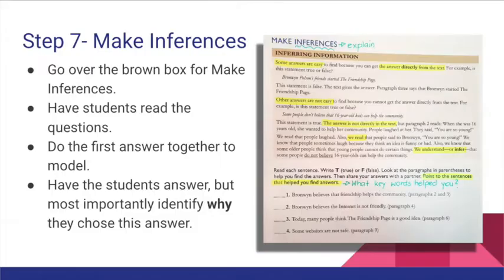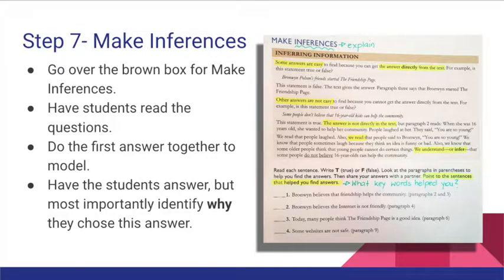Step 7 is making inferences. This is the section students dislike the most. Answers are not written directly in the text, which causes frustration for students who have traditionally learned to memorize and regurgitate information. Most of this skill focuses on logical connections.